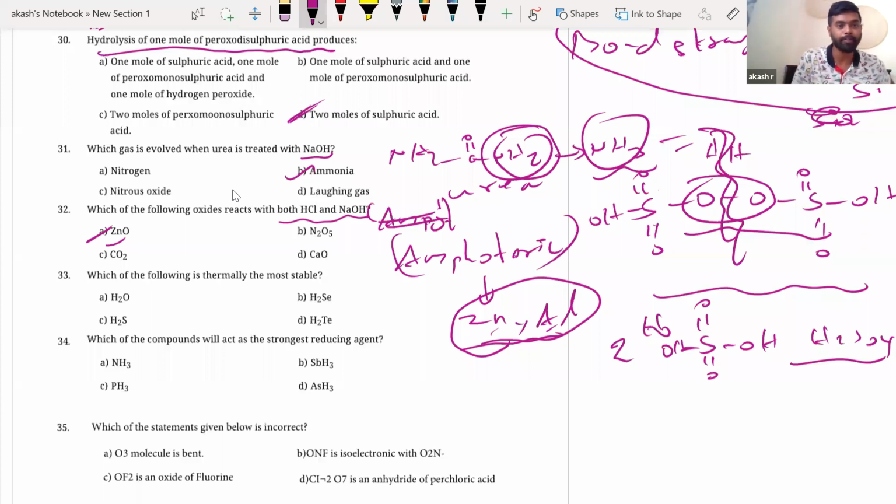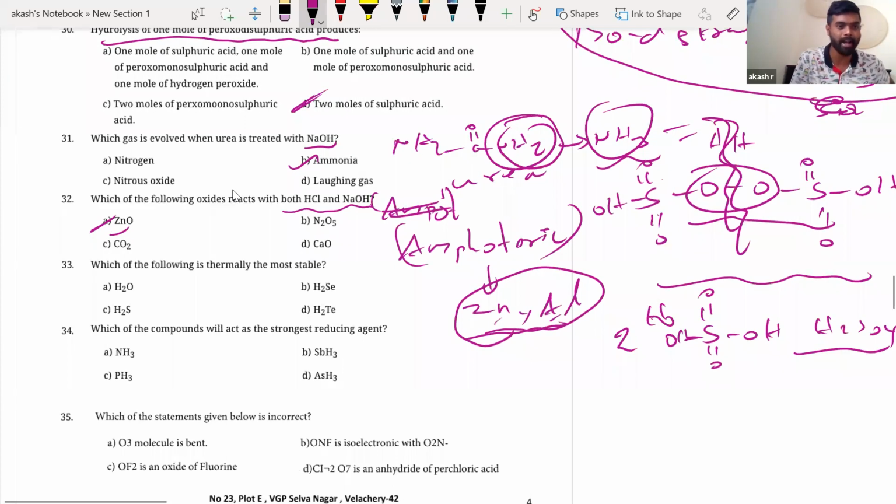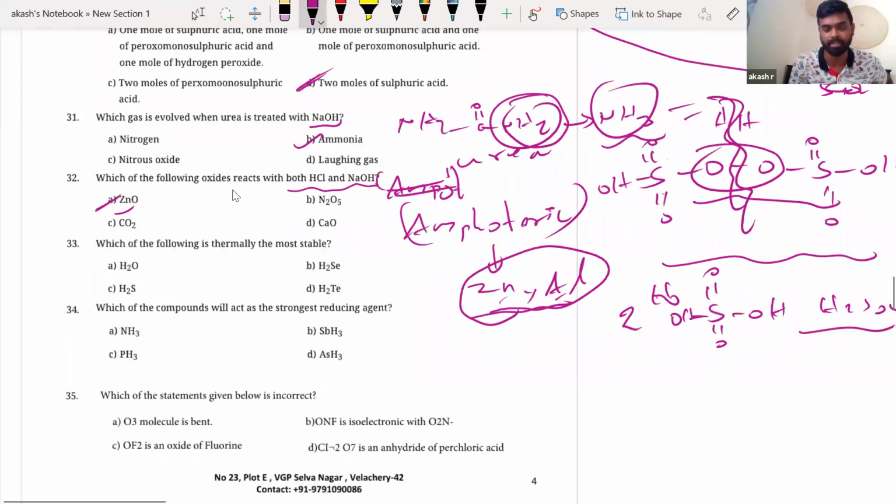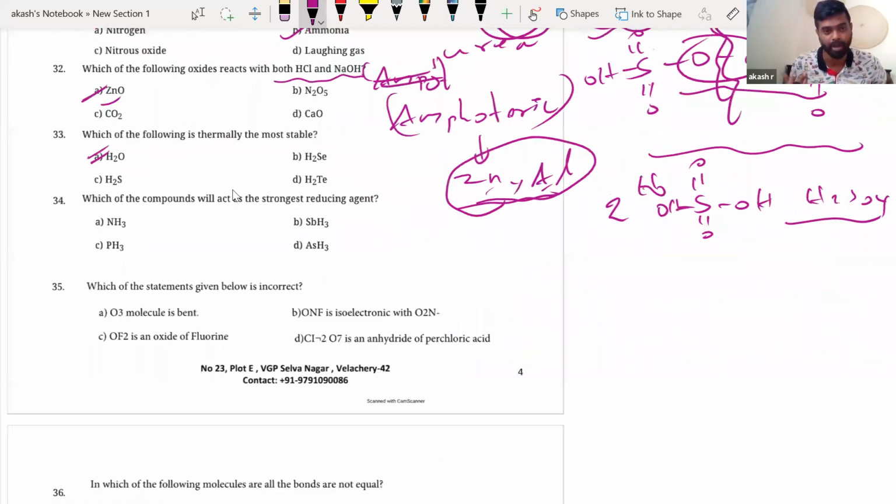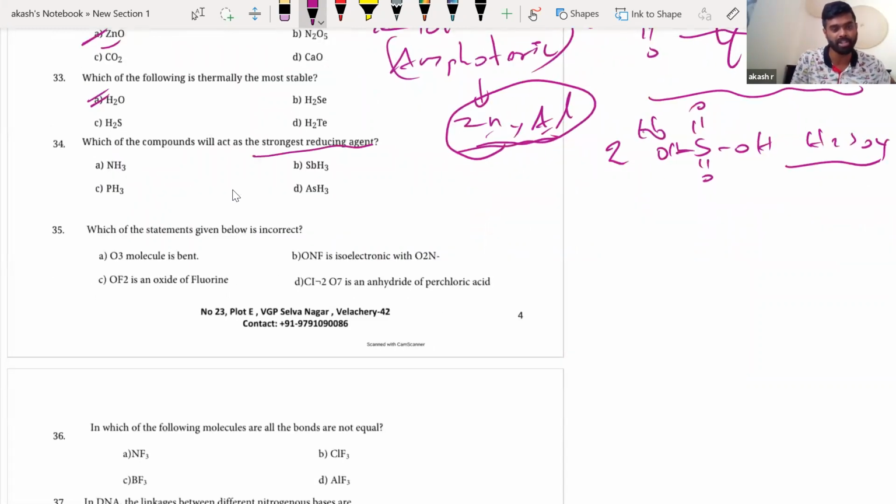Okay, next. Which of the following is thermally most stable? I think I've already answered this question. H2O is the most stable because it has the highest bond strength, or highest bond enthalpy. Okay, next. Which of the following will act as the strongest reducing agent?